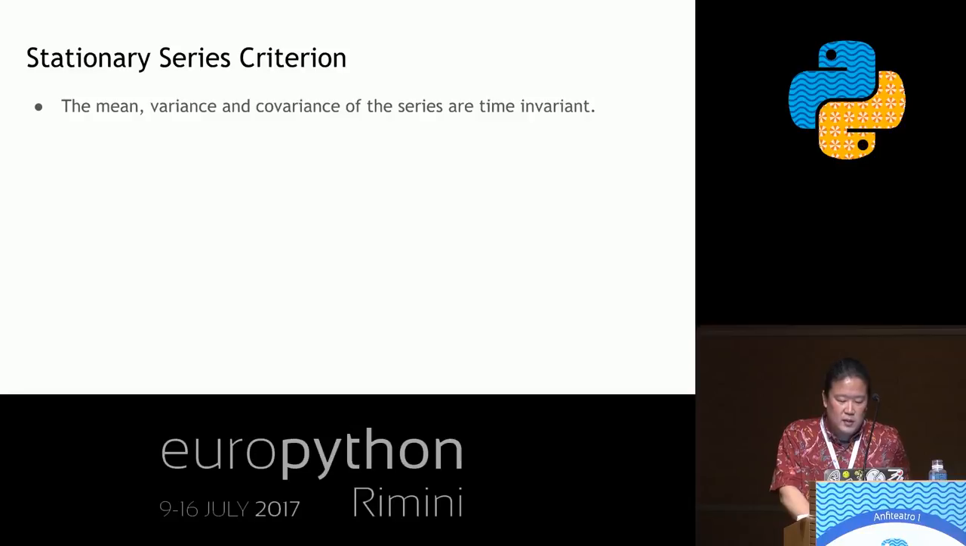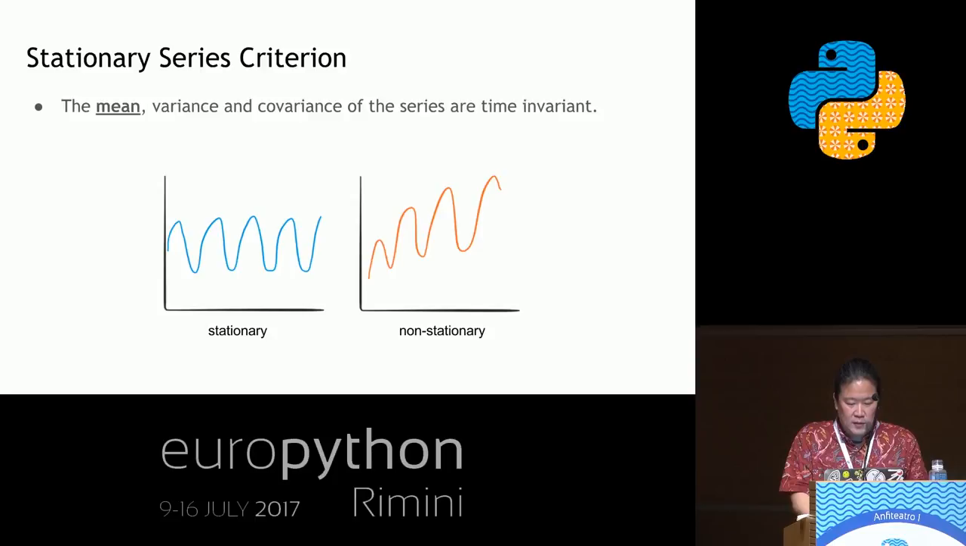To understand stationary data, here are the three criteria of stationarity. The mean, variance and covariance of the series should be time invariant, meaning the mean of the series should not be a function of time. In the graph, the left-hand graph satisfies the condition, whereas the graph on the right side in red color has a time-dependent mean, and the mean value continues to increase as time goes.